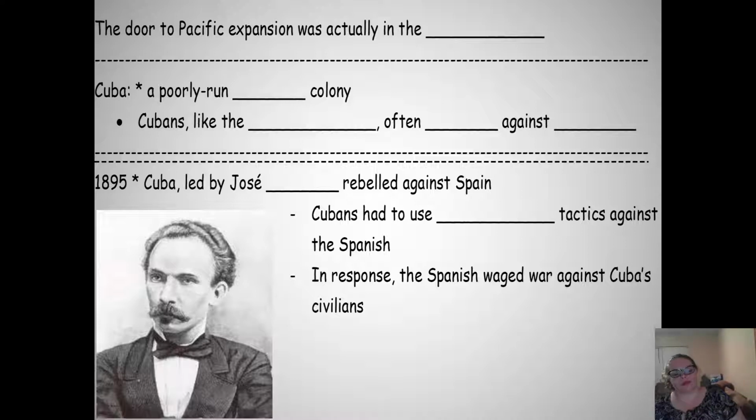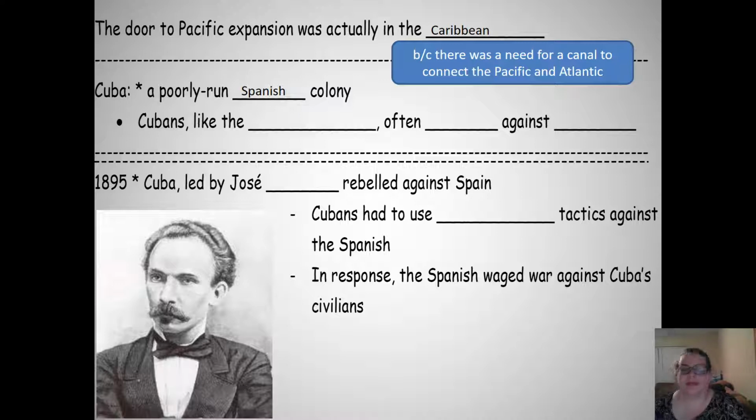Now we're into the new stuff. Okay? The door to the Pacific expansion. Okay, if we want to control the Pacific, we actually have to control the Caribbean. And I know that sounds really, really weird, but I will explain it in a second. Okay? And if you're going to control the Pacific and you're going to follow Mahan and have a Panama Canal, you got to control the Caribbean so you can control the canal. And if we're looking at places we can control in the Caribbean, the weakest link, the one that would be easiest for us to take over, is Cuba. Now, Cuba is a very poorly run Spanish colony. Okay?